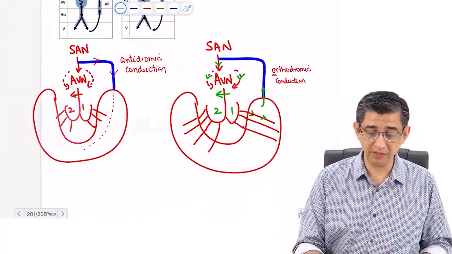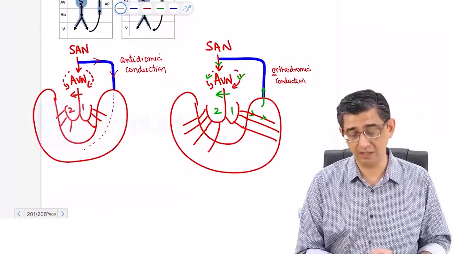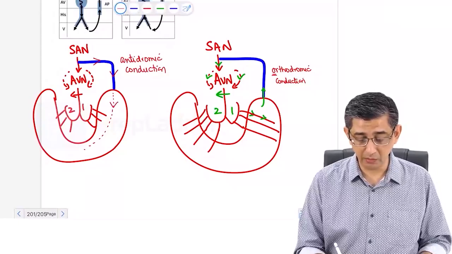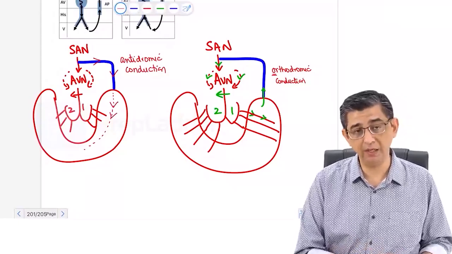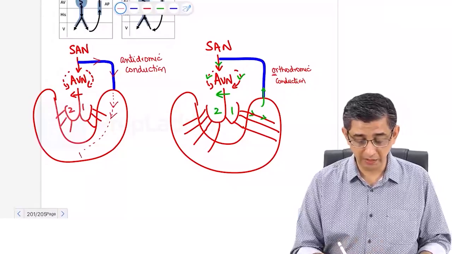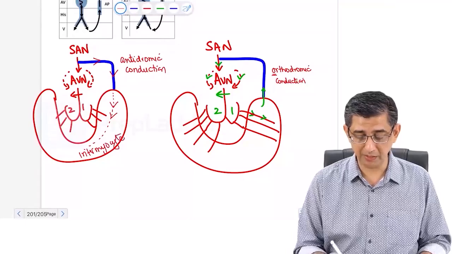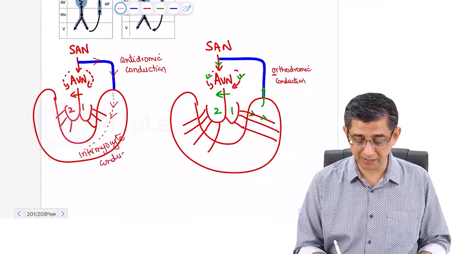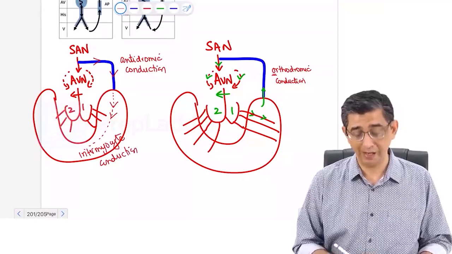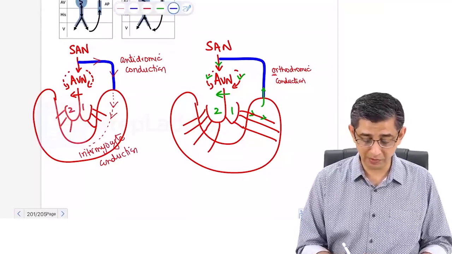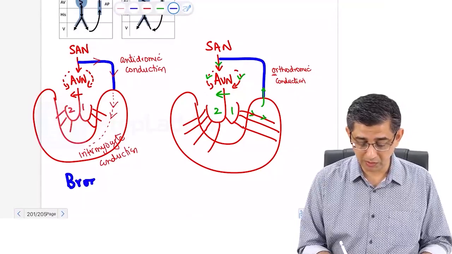At the moment, in the first diagram, I can say the current is entering the heart via the bundle of Kent, and then there is intermyocyte conduction. You are very well familiar with the fact that intermyocyte conduction speed is always lesser as compared to Purkinje fiber. As a result, the ECG of this person will show a broad QRS complex.